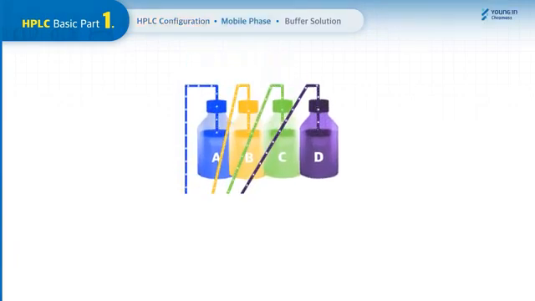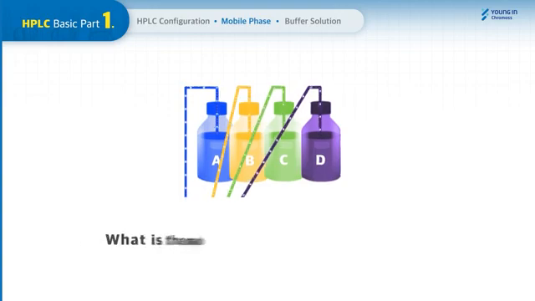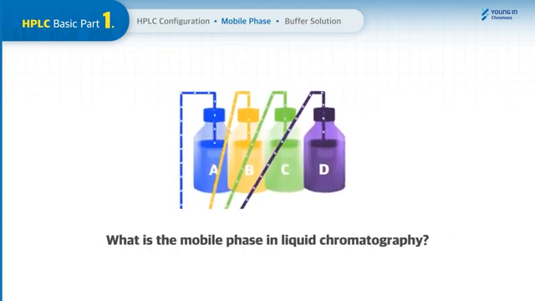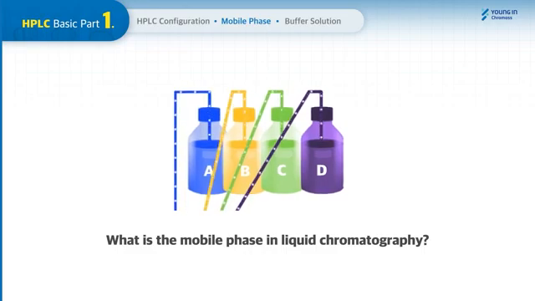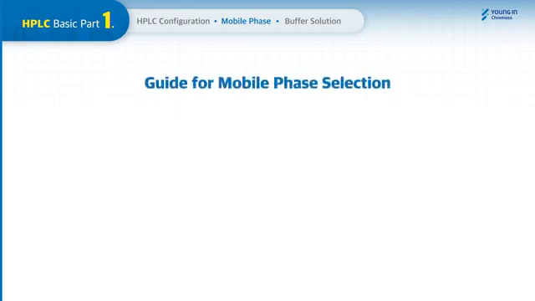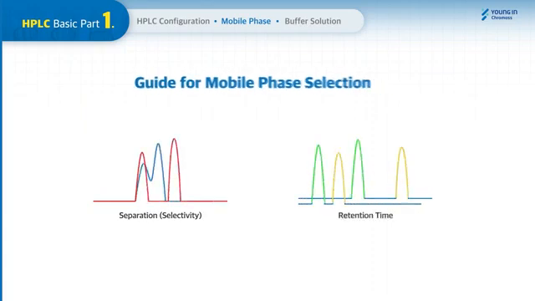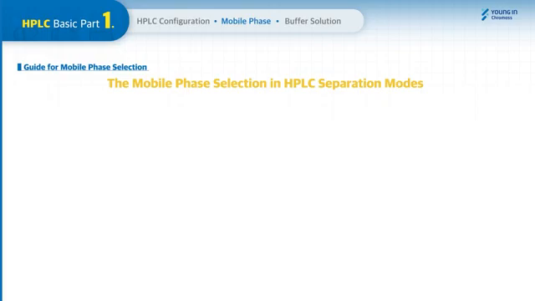Let's look into the mobile phase in detail. What is the mobile phase in chromatography? The mobile phases are used to move the analytes through the column. It's a key step to select the appropriate mobile phase in chromatography because it can impact separation as well as the retention time. The mobile phase selection differs by HPLC separation modes.